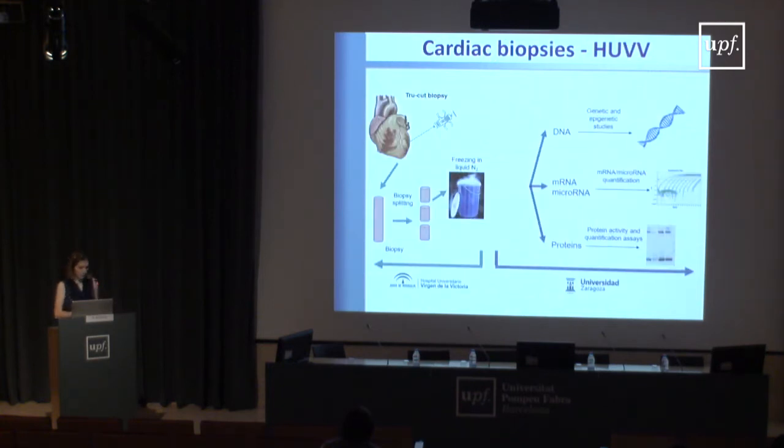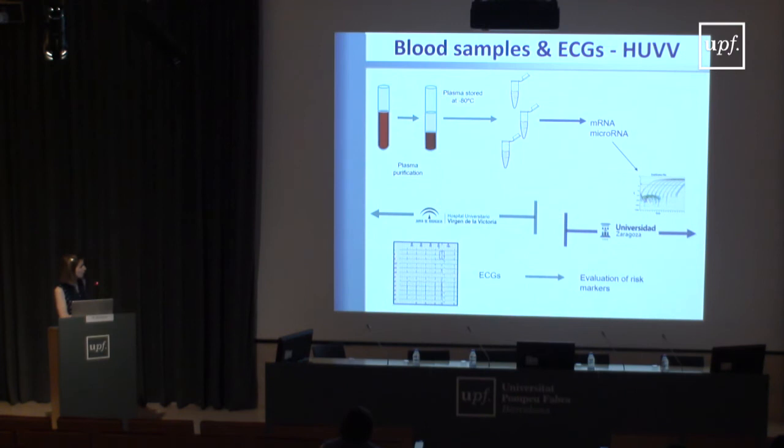And then we get the same tissue samples from another hospital in Spain. This hospital is not in the same city where we have the lab, so we need to freeze these biopsies. And then we use these biopsies, which have been frozen, in order to do different DNA, mRNA, and protein analysis from these biopsies. And from the same patients in this second hospital, we also get blood samples and ECG signals, which we use to do further analysis about mRNA and microRNA, but also to evaluate risk markers in the ECG.